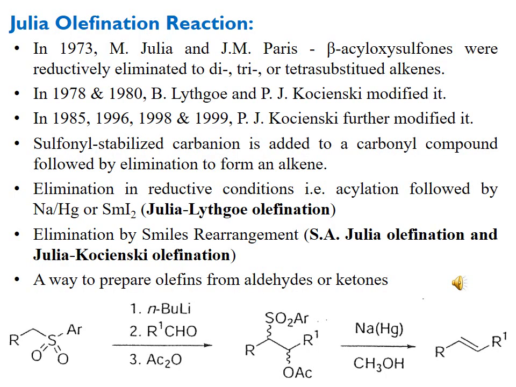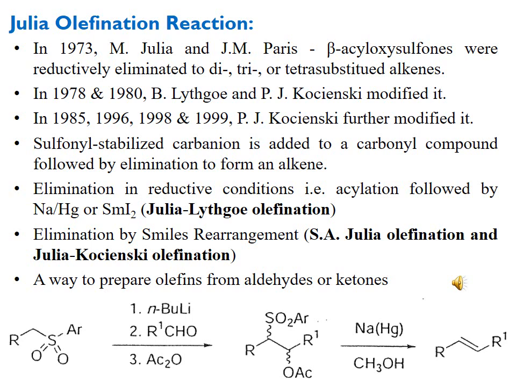Julia olefination reaction. First, in 1973, M. Julia and J.M. Paris worked on this and discovered this reaction, in which sulfones are treated and converted into beta-acyloxy sulfones, which are further reduced, and elimination occurs to form alkenes.